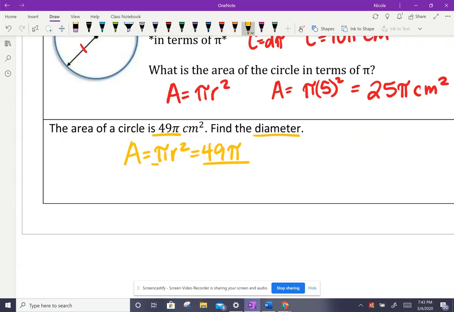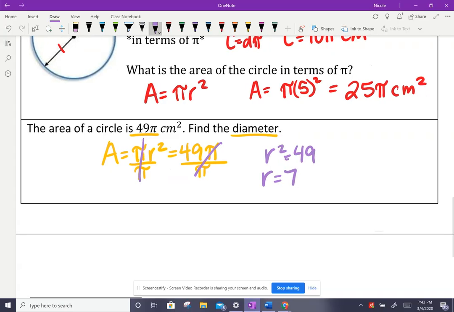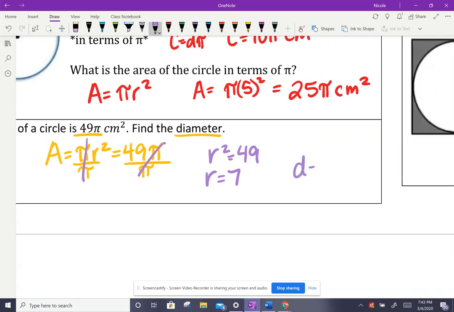I divide both sides by pi, and that is going to cancel the pi's out. Oop, wrong direction. There we go. And then r squared is equal to 49. And the square root of that is going to be 7. So for diameter, I just double that and we get 14 centimeters.